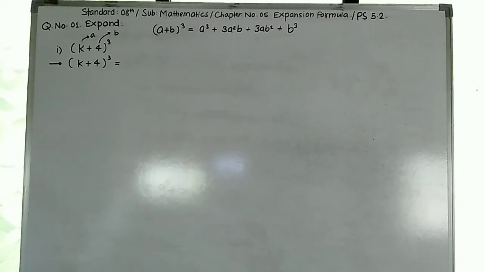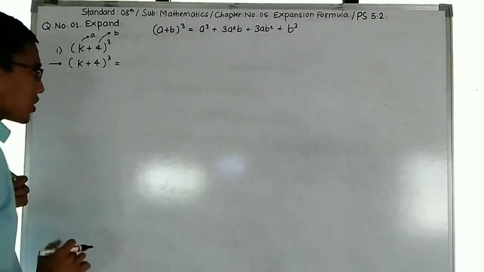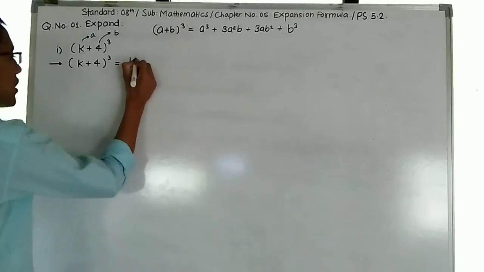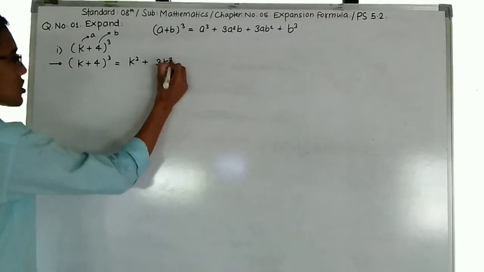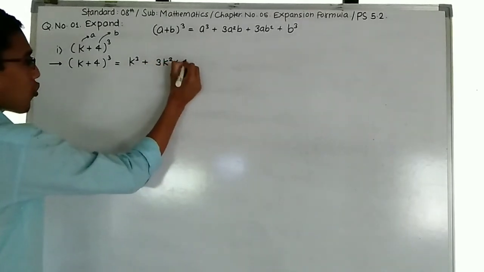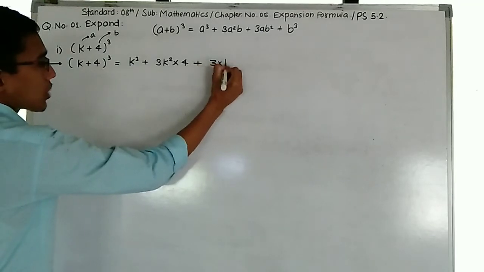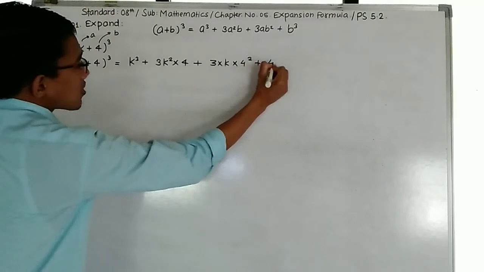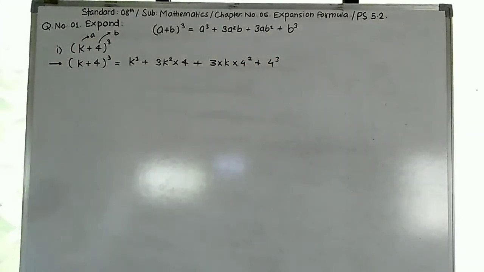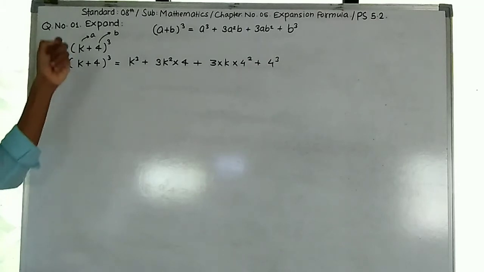Okay, in that case I can write k plus 4 raised to 3 equal to k raised to 3 plus 3 k square into 4 plus 3 into k into 4 square plus 4 cube. What I have considered, I have taken k as a and 4 as b.